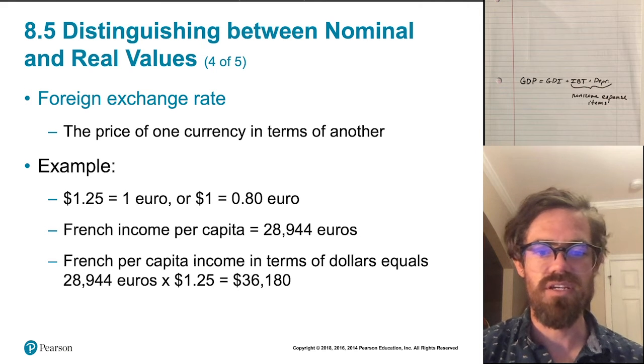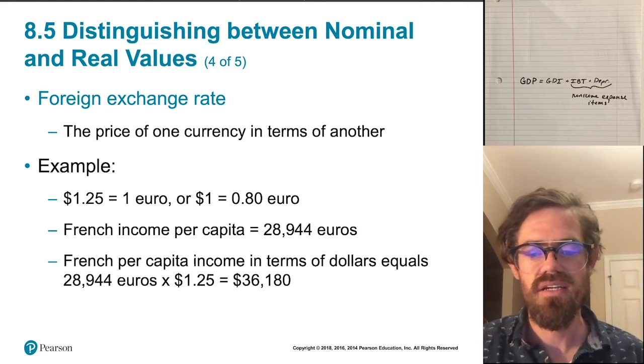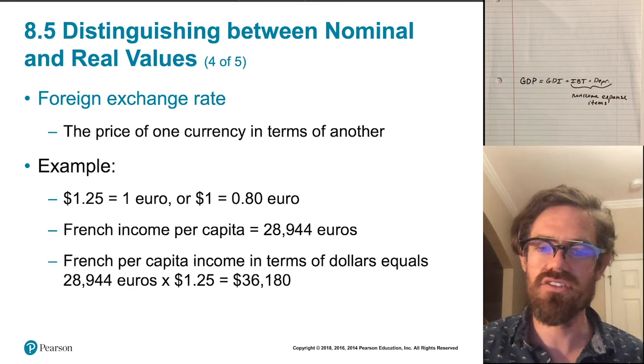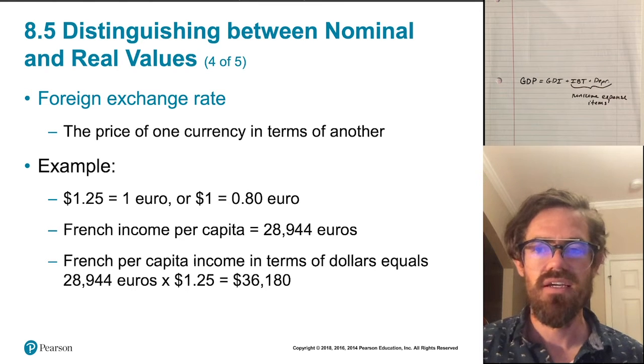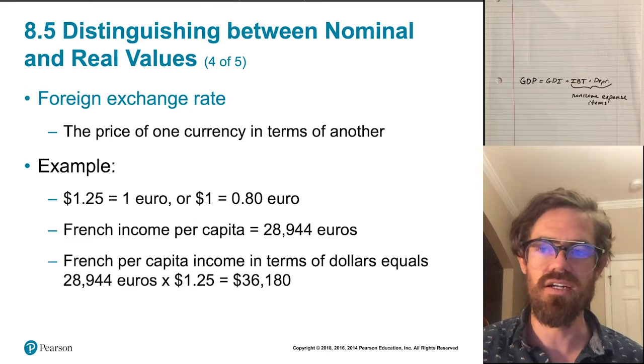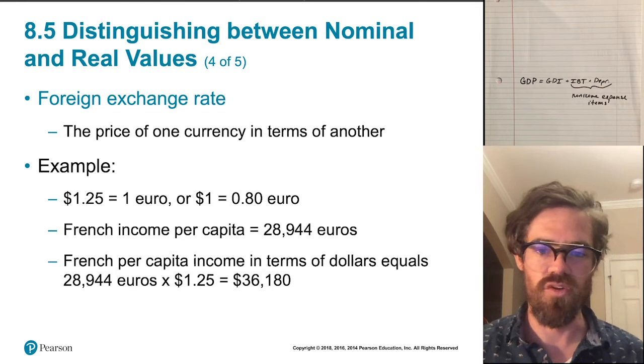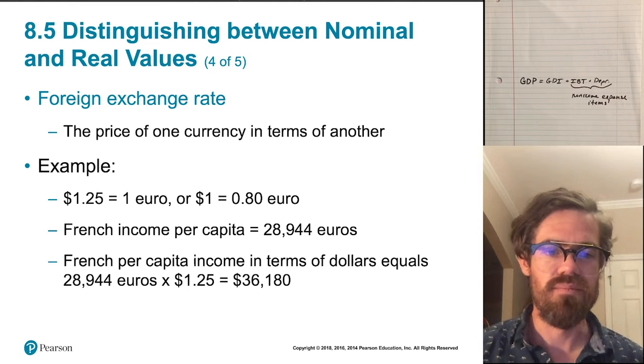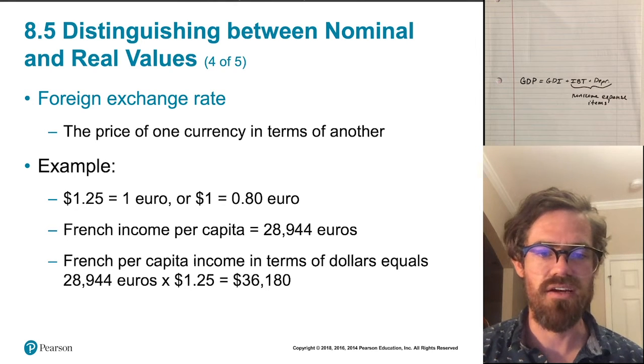This can also be useful in helping us compare countries because France, for example, doesn't express its GDP in dollars. It expresses its GDP in euros. So if we want to compare France to the United States, we're going to need to use the foreign exchange rate to convert their French income per capita of 28,944 euros into dollars so that we can compare it to the real GDP per capita in the U.S. economy. If we do that, we simply multiply the 28,900 by $1.25 to convert it into dollars.